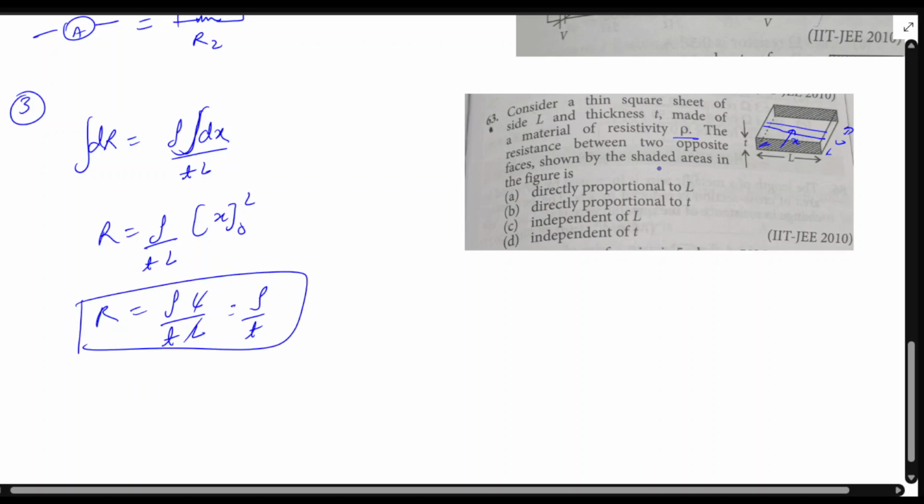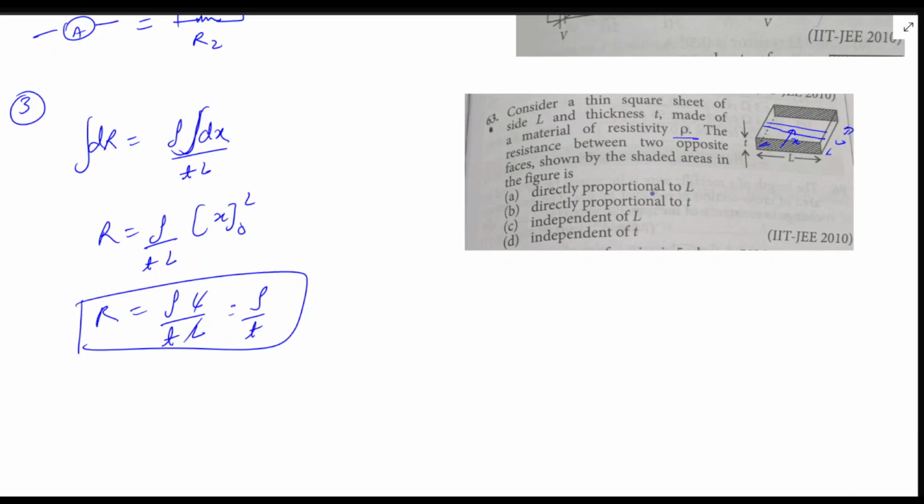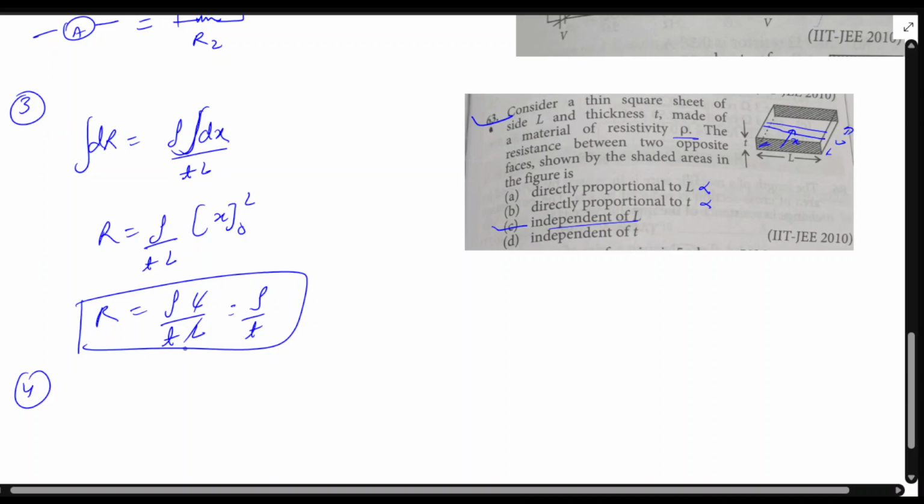So saying resistance is directly proportional to L is wrong. Directly proportional to T is also wrong. Independent of L is correct. Independent of T, no, it is inversely proportional to T. So C is the correct option. Okay, let's move on to the fourth question.